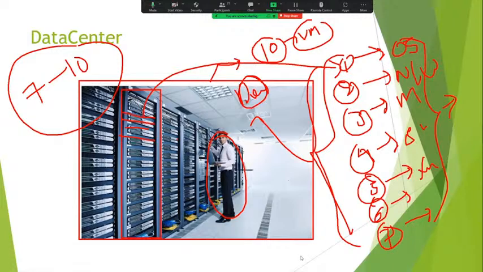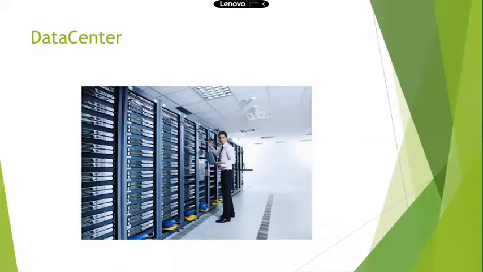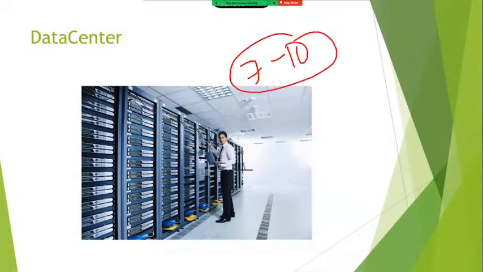This is a burden to the organization. Why? Because if it is taking 7 to 10 days, it is very difficult. Nowadays everything is happening instantly, right? Apart from that, we have to manage the Windows team, I mean the operating system team, and next the networking team.